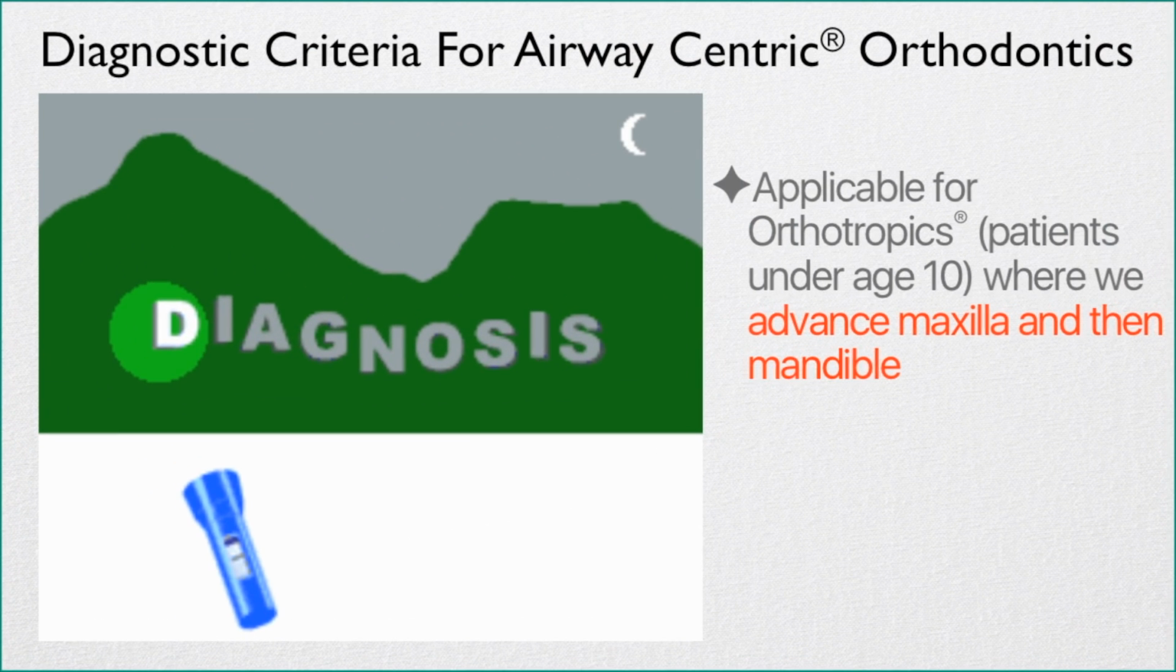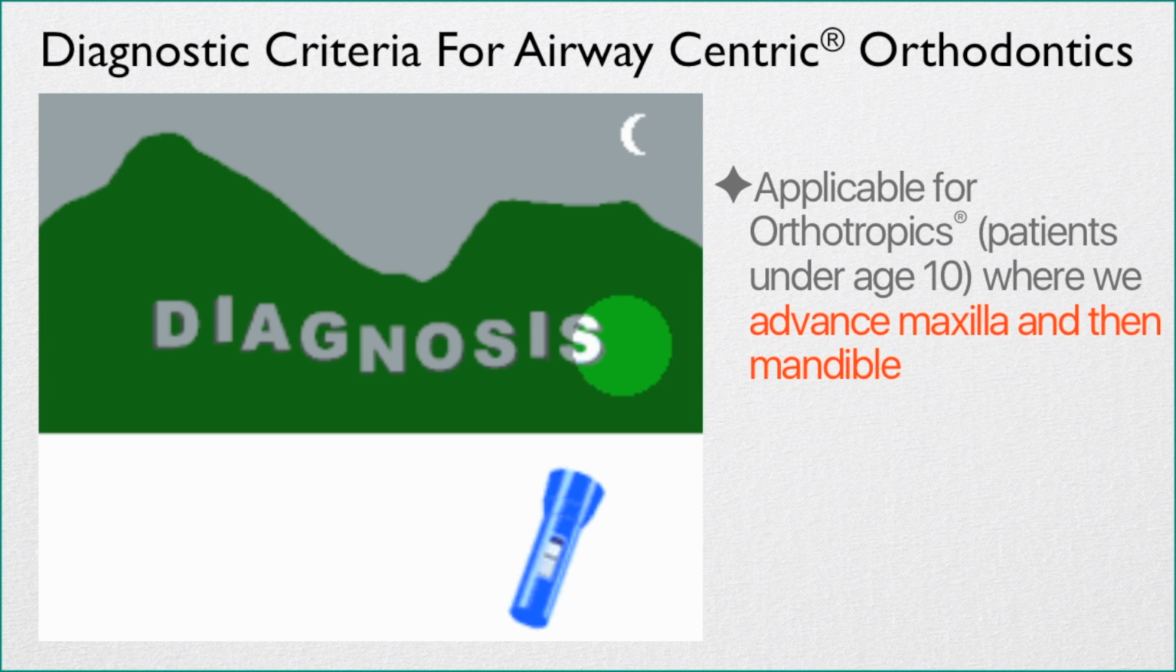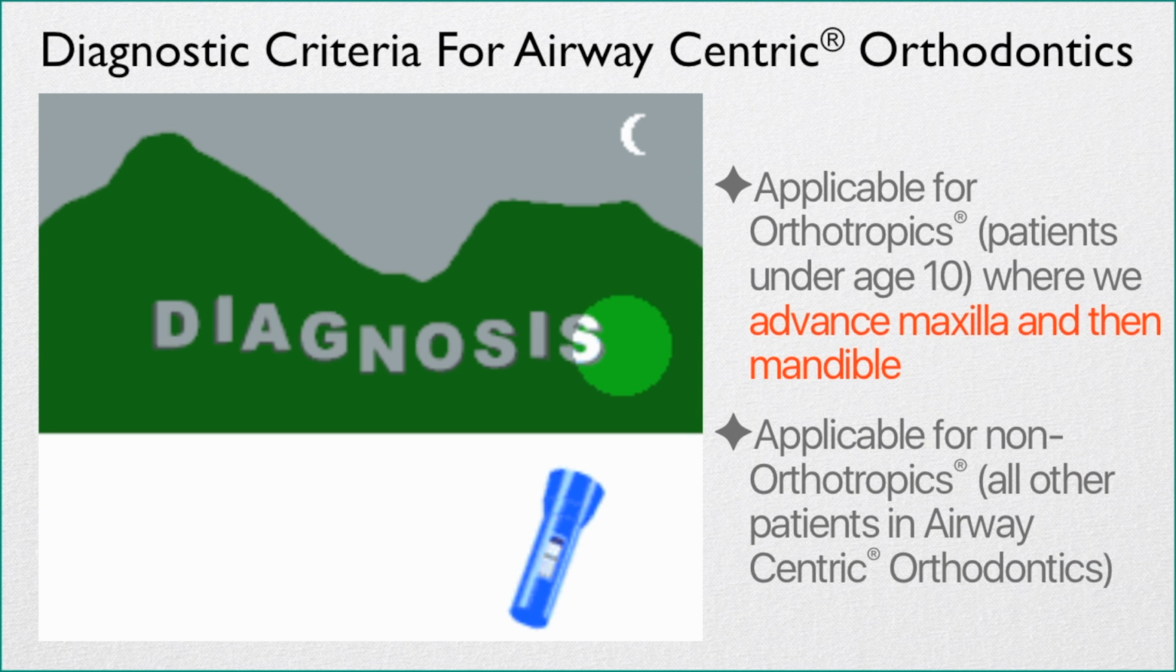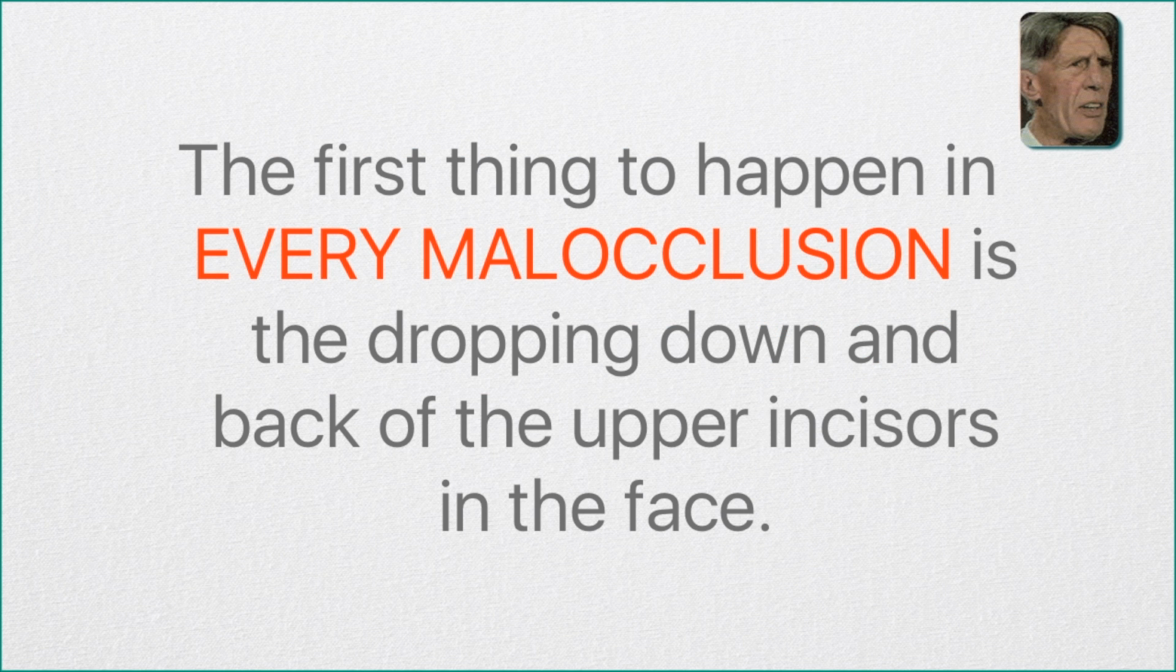So we use these diagnostic criteria for children in the orthotropics age, under age 10, where we're trying to develop the maxilla and the mandible forward, but they're just as applicable for every child and for adults as well. John Mew developed this because he recognized that the very first thing to happen in every malocclusion, whether it's class 1, class 2, or class 3, is that the upper incisors drop down and back in the face.